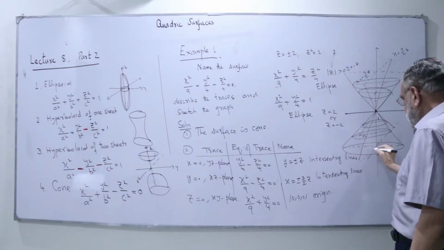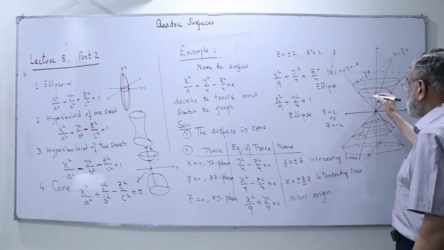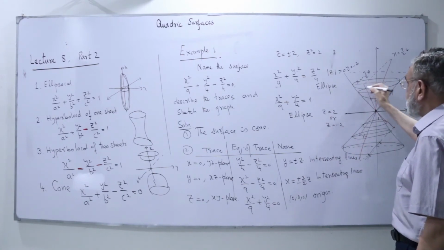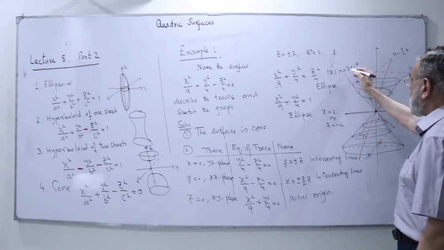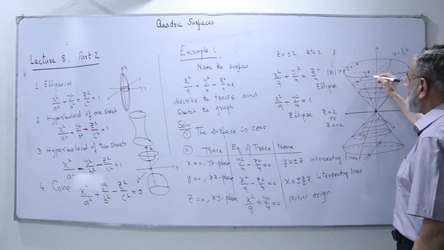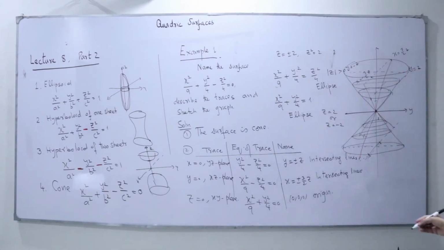In the xy plane, this is my x-axis cutting here, and this is my y-axis cutting here. This is my x-axis and here is my y-axis, and I can get here also. The graph is like this. This is my x-axis, and this is my y-axis. So this is the picture which I'm getting.